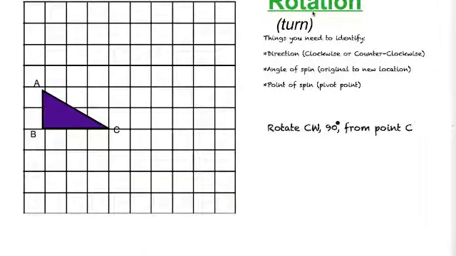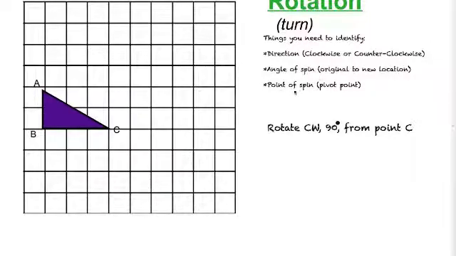When we talk about rotations or turning an object, we need to talk about three things. This might be useful to record in your notes. We talk about the direction, clockwise or counterclockwise. We can talk about the angle that we're rotating the shape or the angle of the spin. Do we want to rotate it 90 degrees, 45 degrees, 270 degrees?